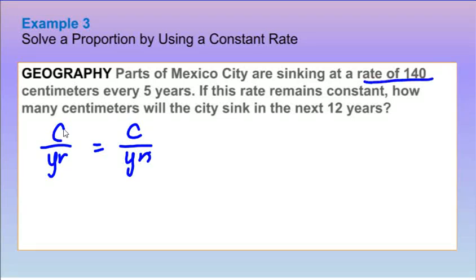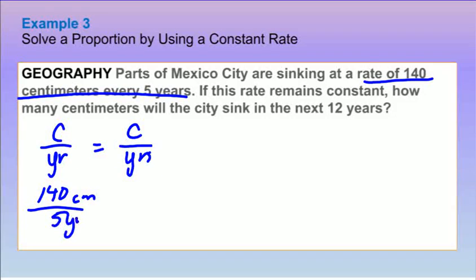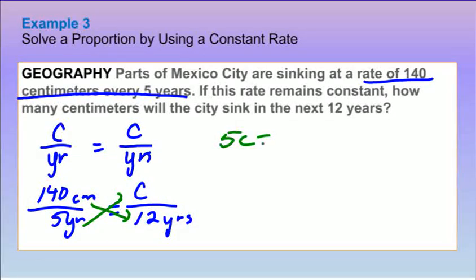So the rate is 140 centimeters for every 5 years. So I did 140 centimeters for 5 years. We need to find out, if this rate remains constant, how many centimeters there will be in the next 12 years? So I set up my ratios and now I have my proportions here. I'm just going to cross multiply. So I have 5c equals 140 times 12, which gives us 1,680.